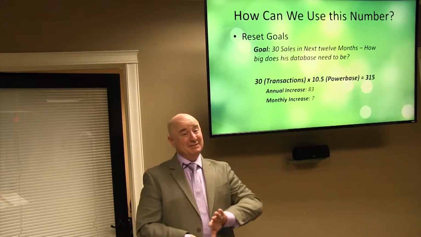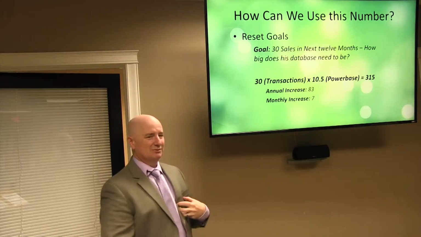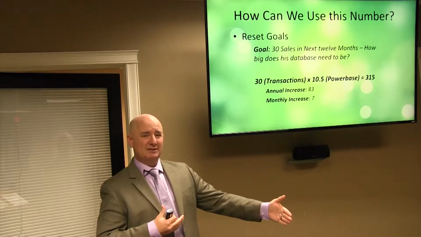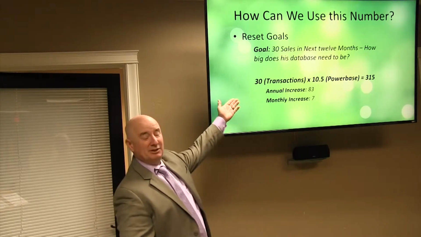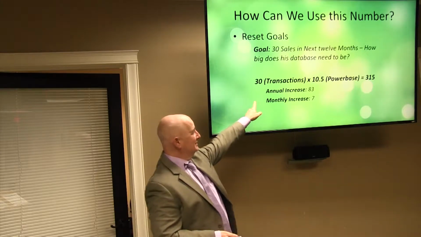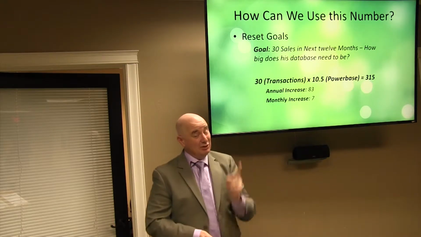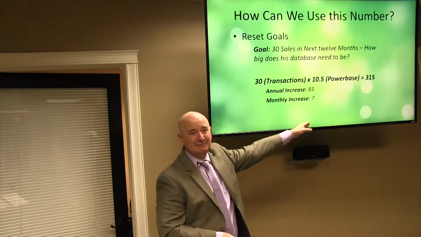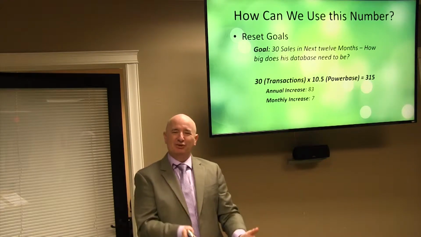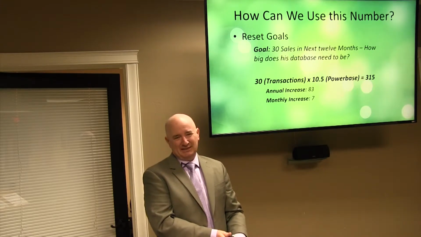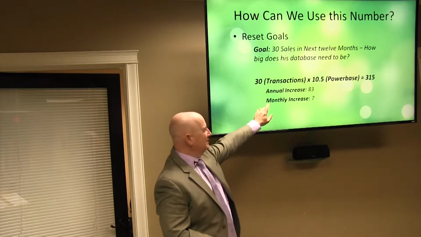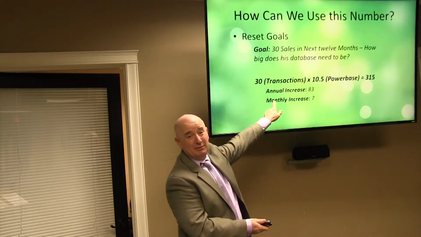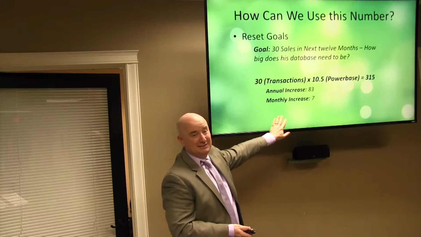So let's look at his business planning for the next 12 months. Let's say John says to himself, you know what, I want to close 30 transactions in the next 12 months. How am I going to get there? He can simply use his power base, and here's how you do it. It takes 30 transactions times 10.5. He knows he closes one transaction for every 10.5 people in his database, which means he needs to have a total of 315 people in his database over the next 12 months. Another way to look at that is he needs to increase his current database of 232 by 83 people, 83 more people, or 7 a month.